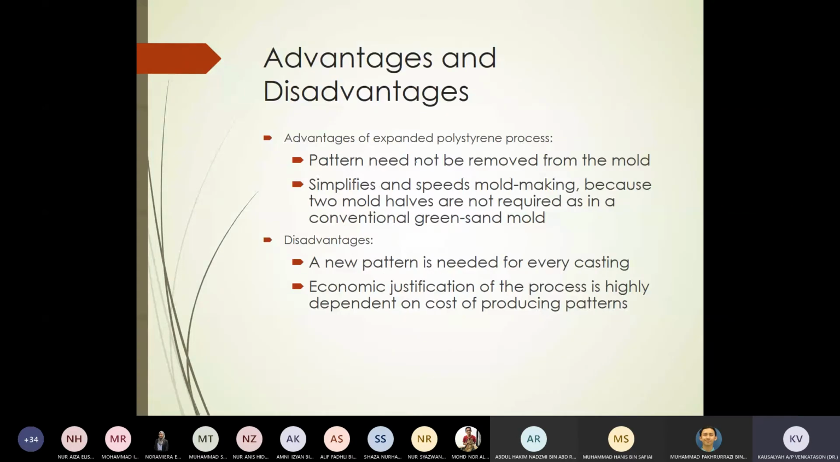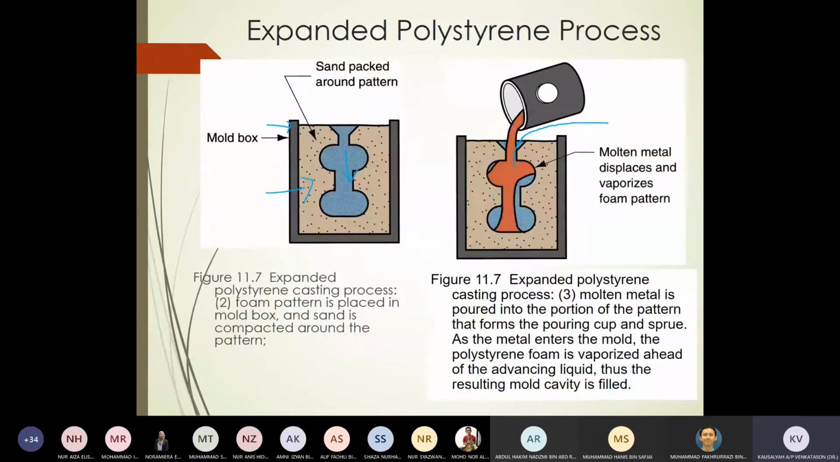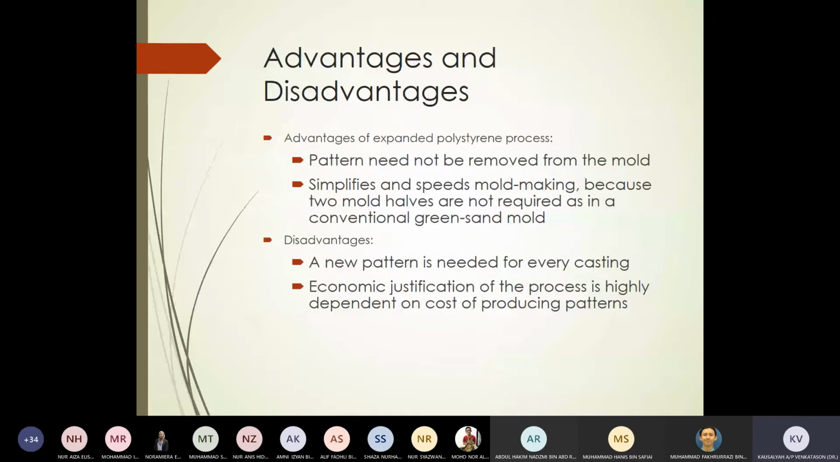Now these are the pros and cons. The pattern need not be removed because it naturally vaporizes. It simplifies and speeds mold making because two halves of the molds are not required to remove and add. These are the pros. Cons.